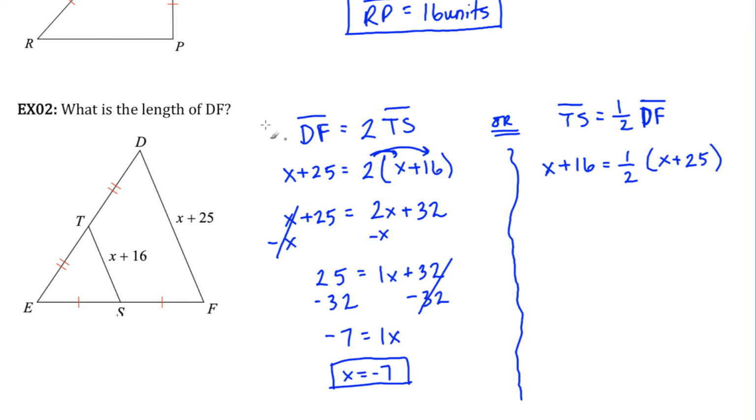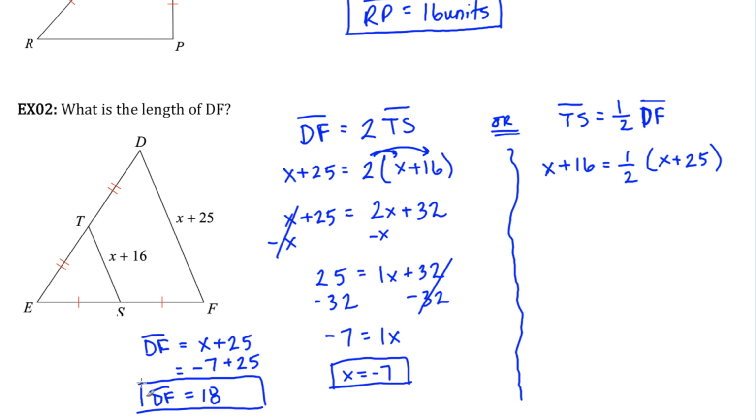Now, we're not done. We have to figure out DF. So DF equals x plus 25, which is negative 7 plus 25, which means that DF equals 18. Well, I guess I should put the units on there. 18 units. And I guess I'll put a DF right here.